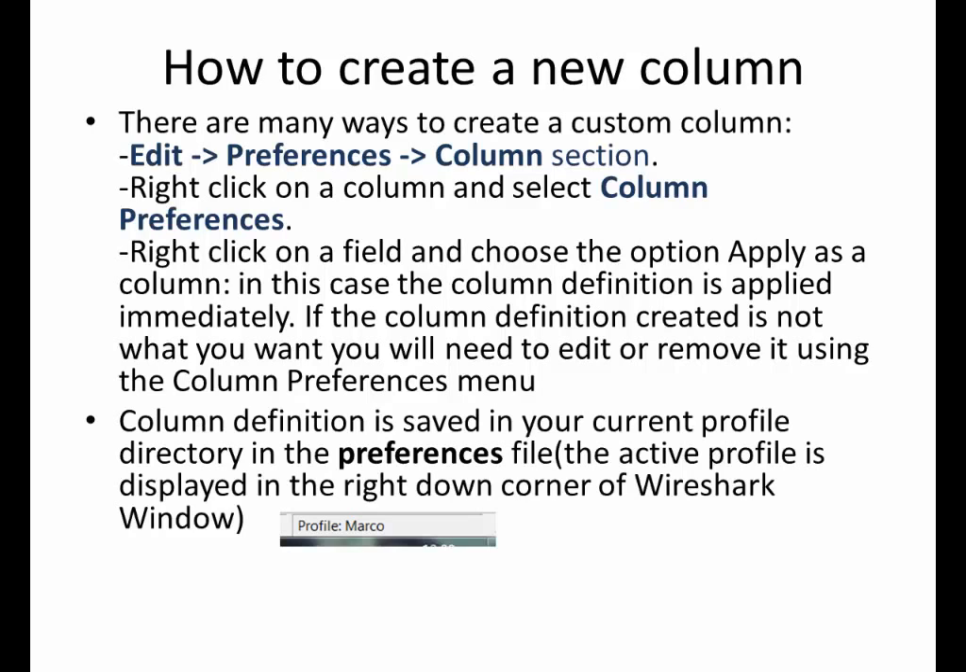The column definition is saved in your current profile directory in the preferences file, and the active profile you have is always displayed in the right down corner of the Wireshark window in the status bar. You can create different profiles, and you can switch from one profile to the other. Mainly, profiles are a set of options, a set of display filters, a collection of capture filters, column sets, and other things.